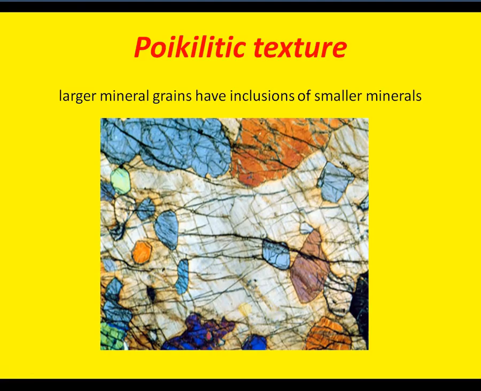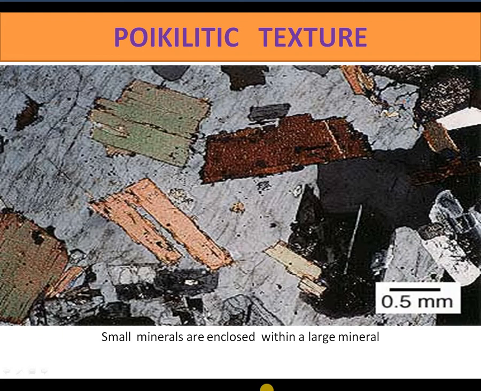Poikilitic texture. Sometimes large mineral grains contain inclusions of smaller minerals. So this is a large mineral grain in which small minerals are embedded within the large mineral grain, so that we can say the rock exhibits poikilitic texture. Another example: small minerals are enclosed within a large mineral. See, all these are small minerals which are enclosed within a large mineral grain.